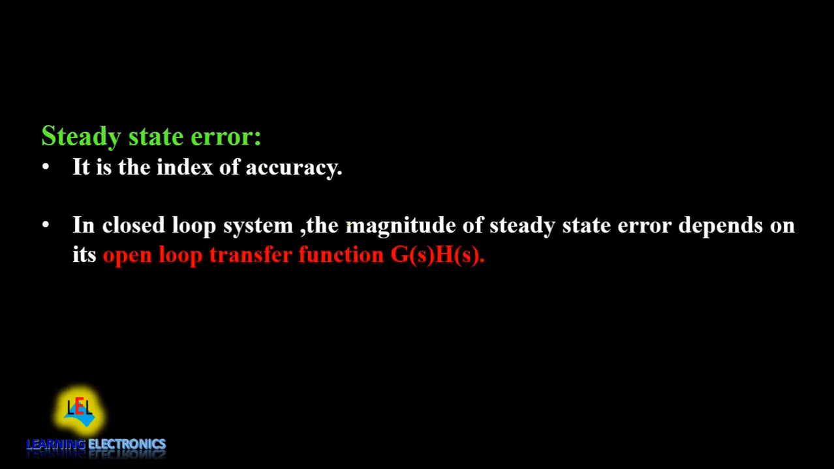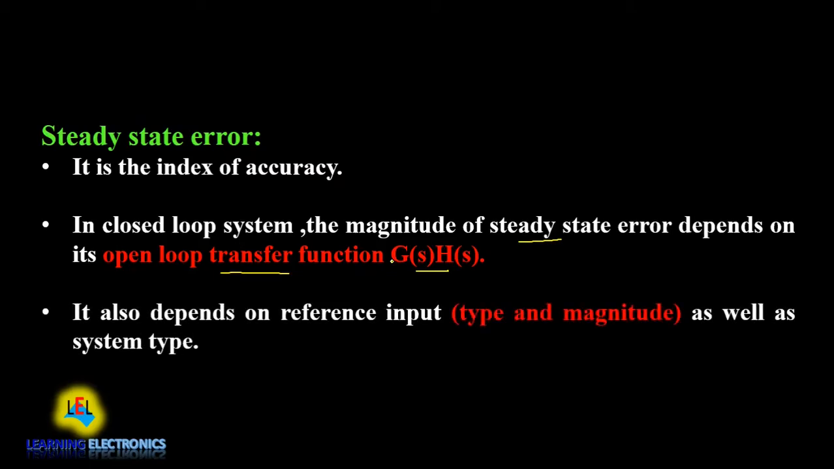In the closed loop system, the magnitude of the steady state error depends on the open loop transfer function G(s)H(s), and it also depends on the reference input's type and magnitude. That means the steady state error also depends on the type and magnitude of the reference input, and on the system type.